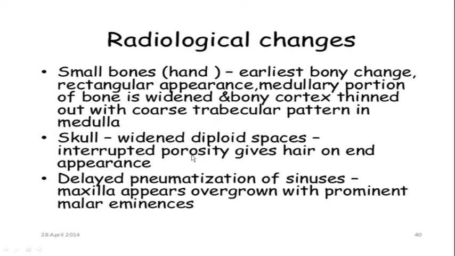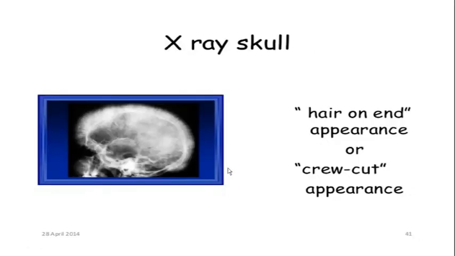In the skull, there is a special metaphor given: widened diploic spaces with interrupted porosity, giving a hair on end appearance, or something like a goosebump appearance, or a crew cut appearance, which is a special kind of hairstyle. There is also delayed pneumatization of the sinuses leading to malar eminence or cheek prominence. This is what the hair on end appearance or crew cut appearance looks like.